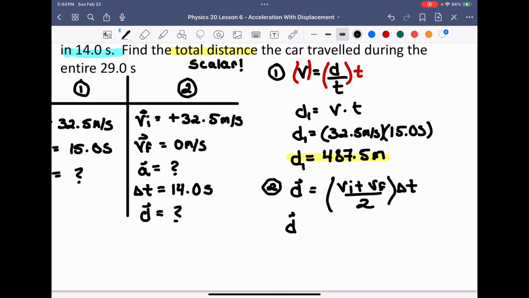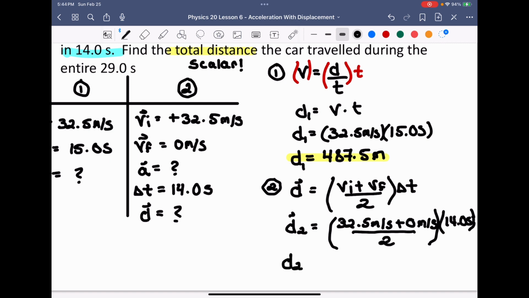So D, and D2 more specifically, is equal to, the velocity was 32.5, because we start at 32.5. There we go. We add 0 because that was the final velocity, and we divide it by 2. Lastly, on the outside, we're going to multiply this by 14.0 seconds. There we go. Okay, now we put this together and we say D2 is equal to, well, this is averaging the velocities and multiplying by the overall time. I end up getting 227.5 meters. Okay, I'm going to highlight that.